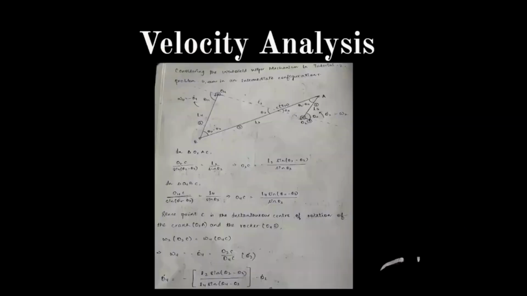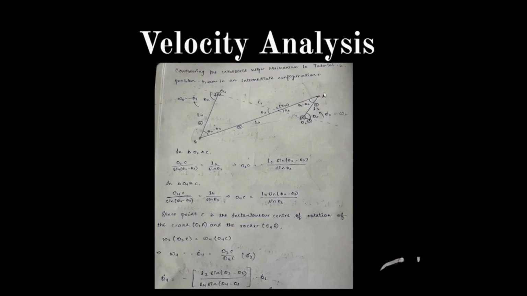Moving on to velocity analysis. Let us consider the windshield wiper mechanism that was given in tutorial 2, problem number 6. And let us consider the mechanism in an intermediate configuration, that is, not at the dead center configurations. Now, if you observe triangle O2AC, if we apply the sine rule, we get a particular relation. Before going there, let us just analyze the linkage.